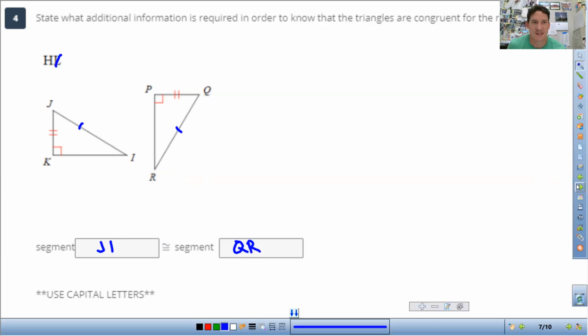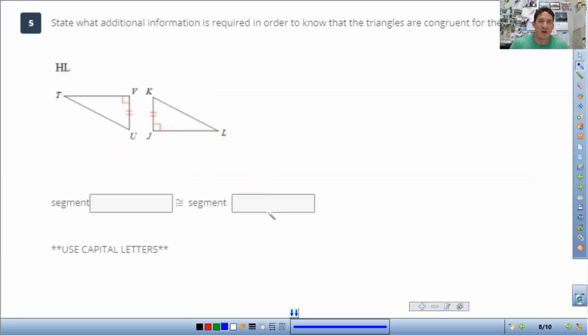Next example, again right triangles, so hypotenuse leg will work for this one. VU matches up and is congruent to JK, that's a leg, so we know the leg is congruent, so we need the hypotenuse for hypotenuse leg to work. So that's TU and LK. TU congruent to LK is the missing information.